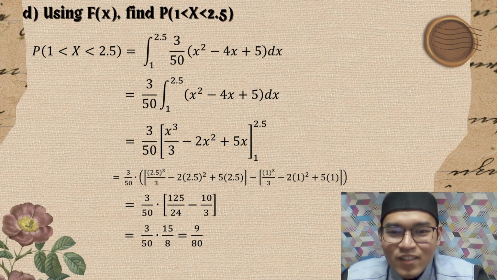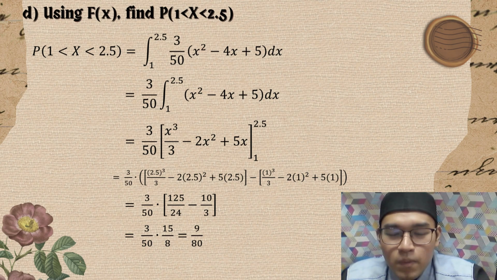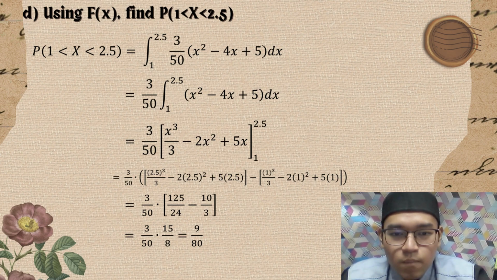The final question is, using f(x), find the probability of x more than 1 and less than 2.5. So to find the probability, we have to integrate the function with a range of 1 to 2.5. So we just factor out the 3 over 50 outside of the integration, and then we integrate the function, so we can get 3 over 50 x cubed over 3 minus 2x squared plus 5x with the range of 1 to 2.5. So we just execute the integration, and then we can get our final answer, which is 9 over 80.